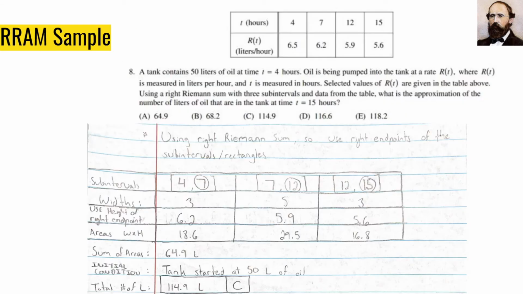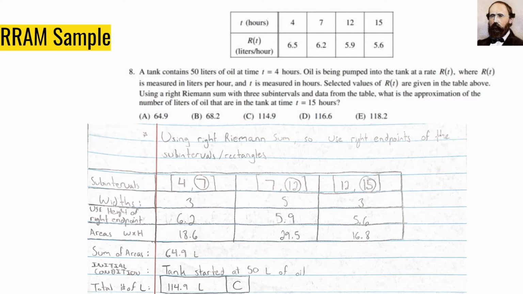Pretty similar. It's just using a right Riemann sum to do the same thing. And so the question says a tank contains 50 liters of oil at time t equals 4 hours. Oil is being pumped into the tank at a rate of R of t, where R of t is measured in liters per hour and t is measured in hours. Selected values of R of t are given in the table above. Using a right Riemann sum with three subintervals and data from the table, what is the approximation of the number of liters of oil that are in the tank at time t equals 15 hours?